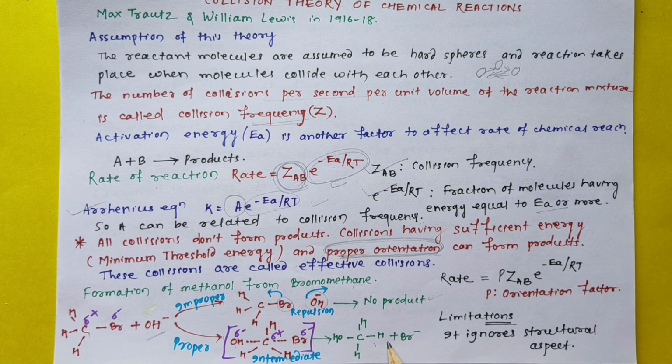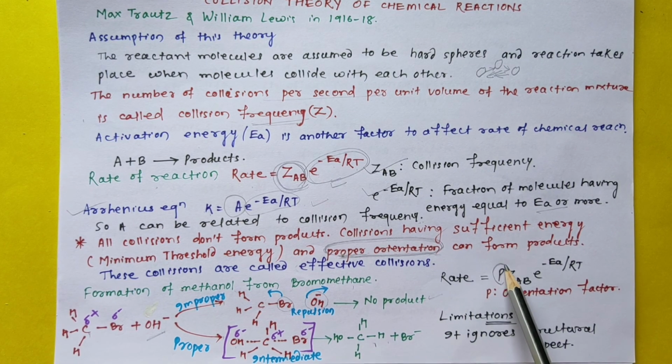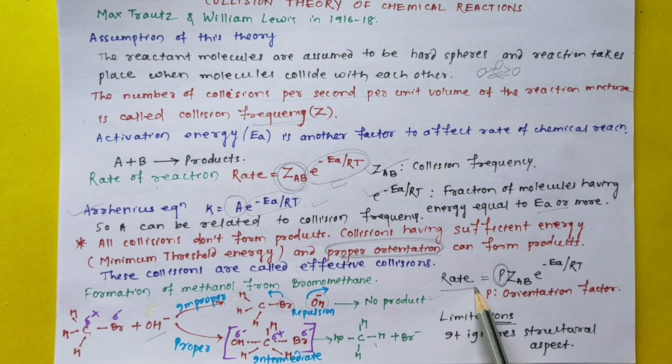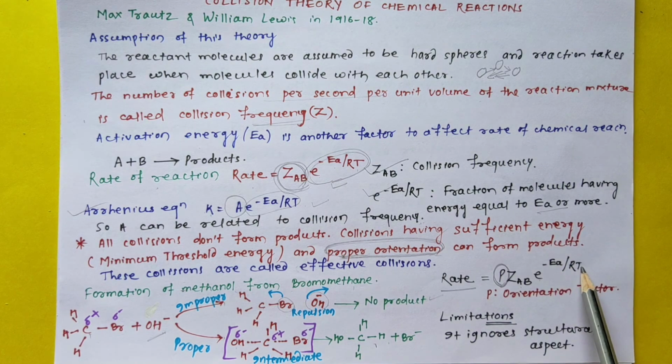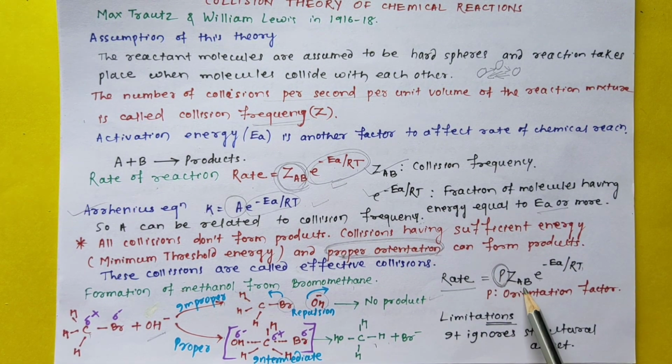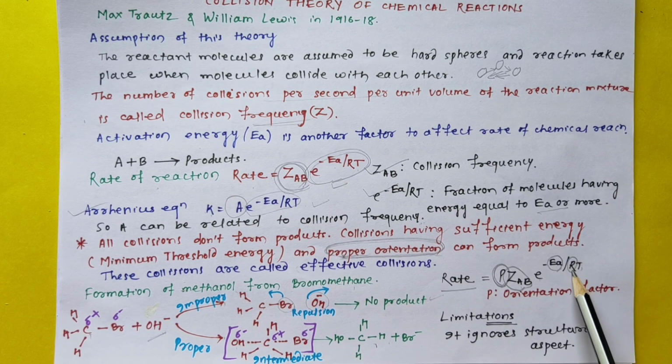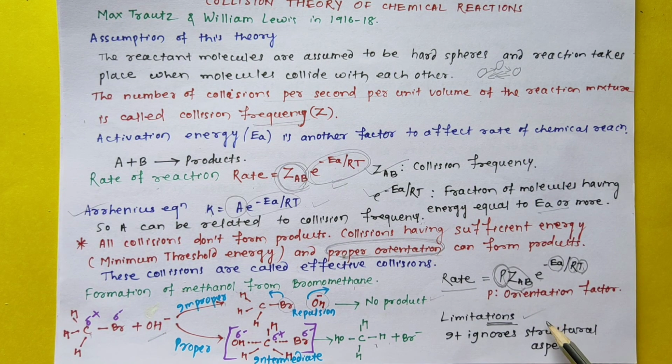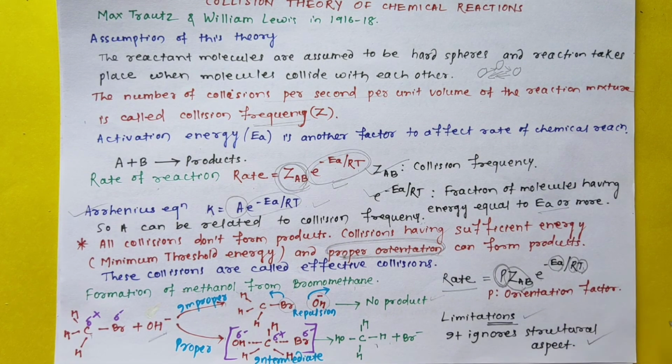So the expression for the rate constant is changed using another parameter, that is P. P is the orientation factor. So the rate becomes P into ZAB into e to the power minus EA by RT, where P is the orientation factor, ZAB is the collision frequency, EA is the activation energy, R is the gas constant, and T is the absolute temperature in Kelvin. Okay, and the limitation of this collision theory is that it ignores the structural aspect.